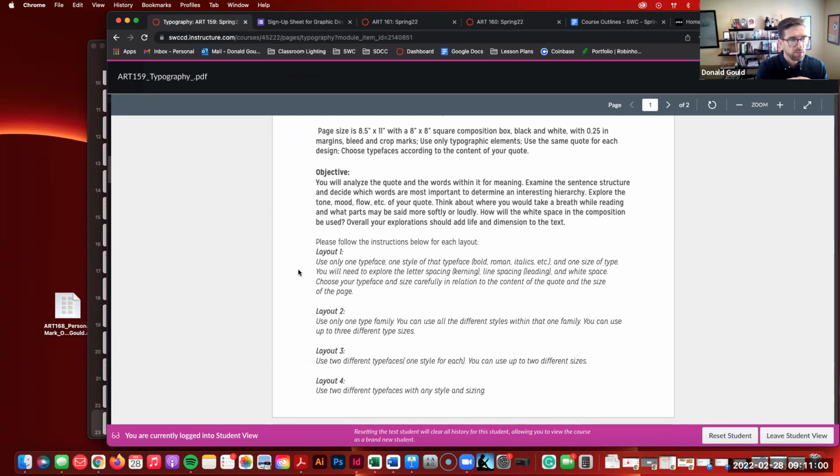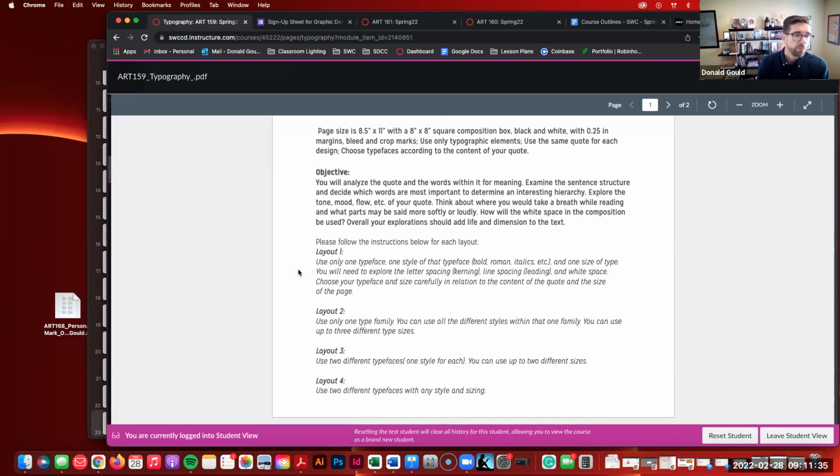On the second layout, you now can use only one type family, like Helvetica, for example, but you can use all the different styles or the different fonts within that one family. So you can use italic, you can use bold, you can use condensed, so on and so forth. And you can also use up to 3 different type sizes for that. So now you're starting to play with scale for layout number 2, which will really increase that hierarchy within that space. So we're opening up more options within the typeface. We're opening up some size options in layout number 2 as well.